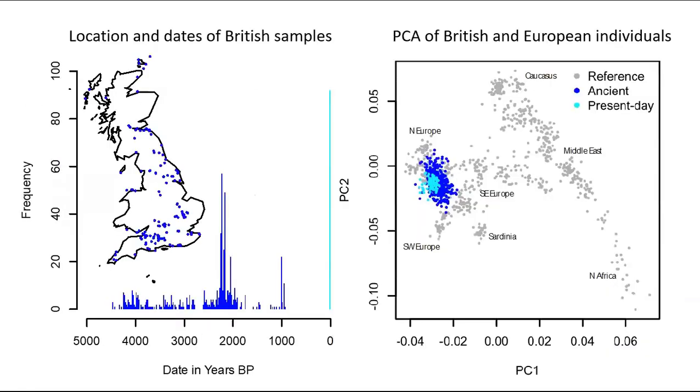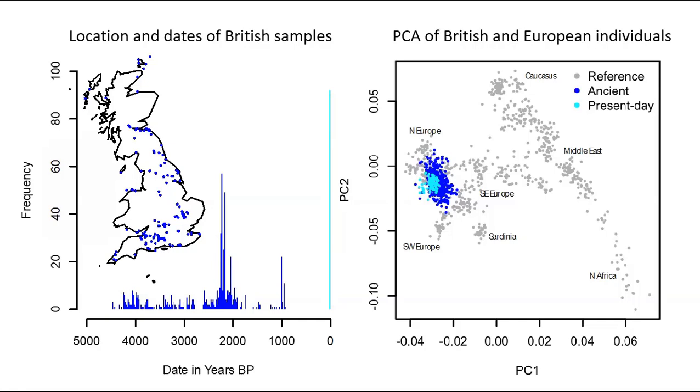Okay, so these are the data we look at. We're looking at ancient data from Britain. These are the sites where these individuals come from across Britain. This is a histogram of the dates of each individual. So you see it's quite non-uniform, but we do have sampling going back at least 4,500 years. We stop at 4,500 years ago because this is the last major transition in ancestry. So all of these people are fairly homogeneous in terms of genetic ancestry.